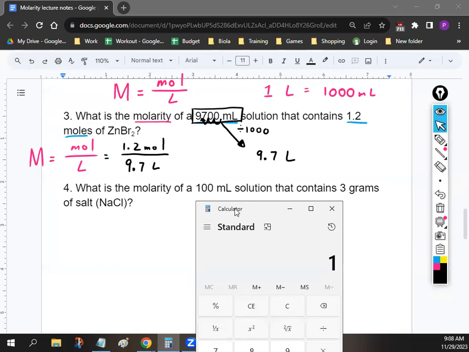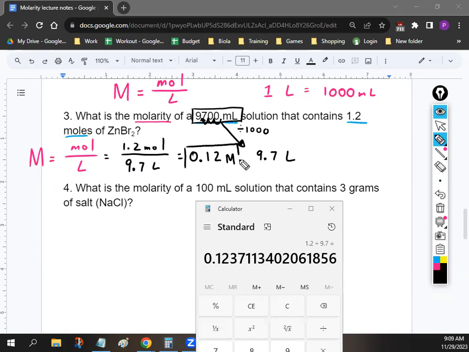All right, so the math is pretty easy. Just top divided by bottom, 1.2 divided by 9.7. And then you'll get a final answer of, and I'm going to round it off to 0.12, and it's still going to be in molarity. There you go. That's your answer for number 3. All right, any questions on that one? Easy peasy? All righty, great.